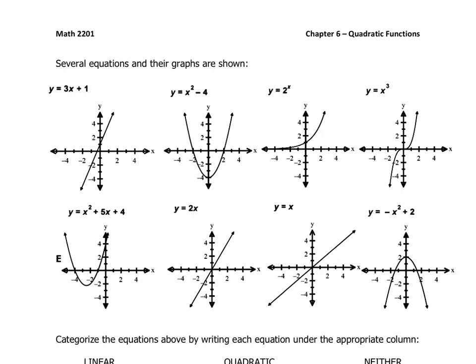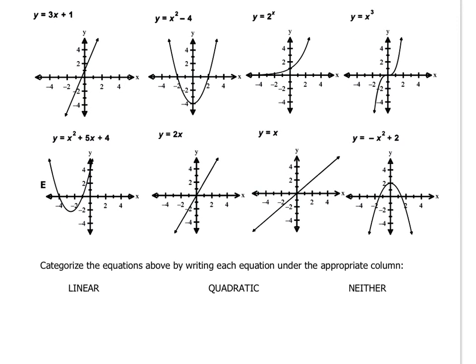All right, so if we look at the equations and graphs here, we should see some patterns in how to identify quadratic functions. The first two rows here are graphs with their corresponding equations written above them, and you have to categorize the equations by writing them under the correct category. The first one has the pattern of a linear function, so we would write the equation y equals 3x plus 1 in the first column.